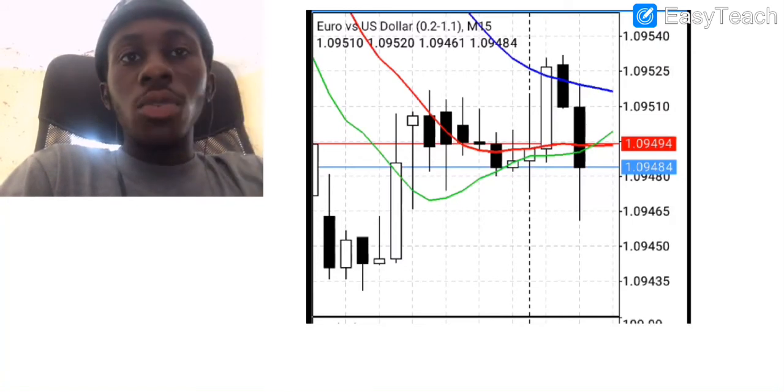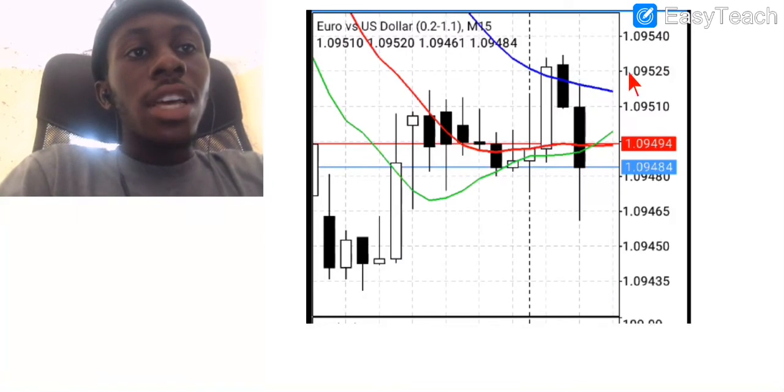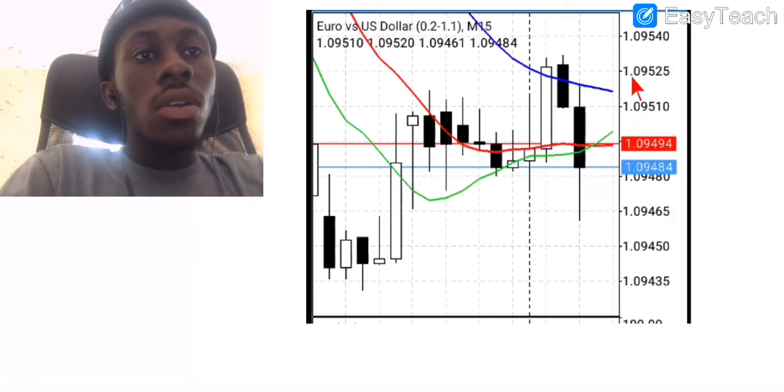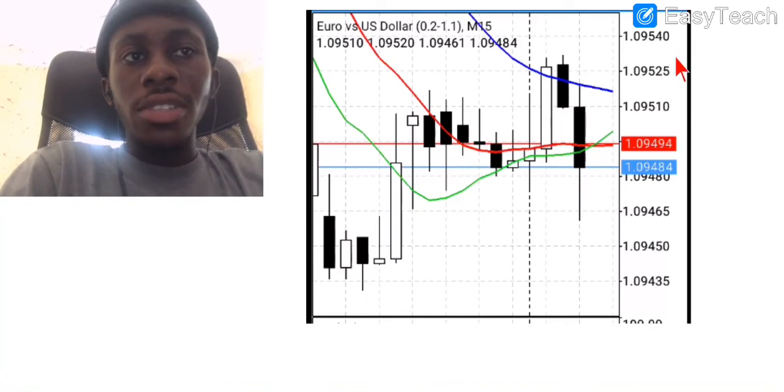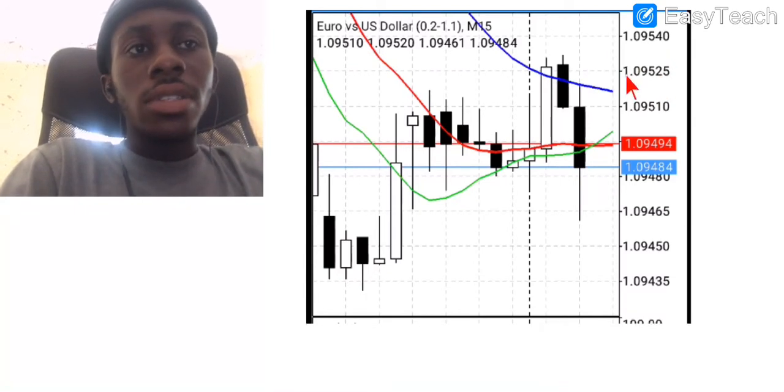In the last video we learned about the 3 kinds of charts. We talked about the bar chart, the line chart, and this one, called the candlestick. Now we have the candlestick. Let's say it was here. That is the price, the price of euro against US dollar, the exchange rate, which was 1.09525 at this point.